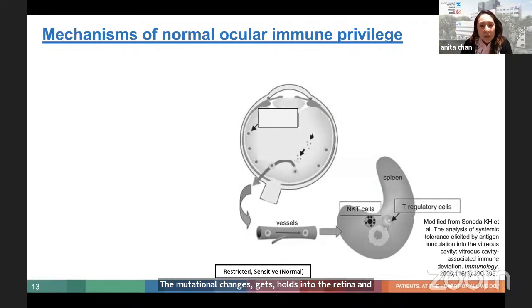So now the next question is, how does it evade the immune system and proliferate as a tumor? We know that the eye is an immune privileged site. So now I'm going to briefly talk about the mechanisms of normal ocular immune privilege and how the tumor cell is actually very smart, using this to evade the immune surveillance and proliferate.